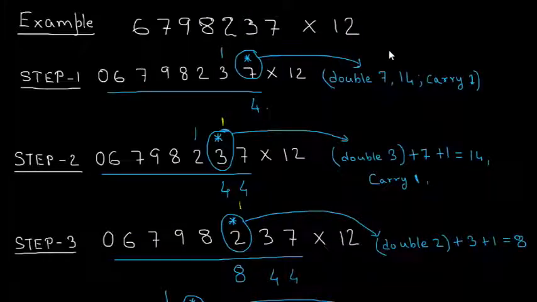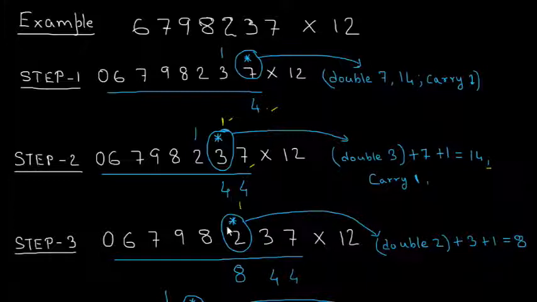Let us see one more big number multiplied by 12. In this case the extreme right number is 7. So we'll double 7, which is 14. We'll carry 1 and put 4 here. Its next number is 3. So the answer will be double of 3, that is 6, plus its right hand side neighbor, that is 7, plus the carry 1. On adding we get 14. So we'll put carry 1 and 4 here.